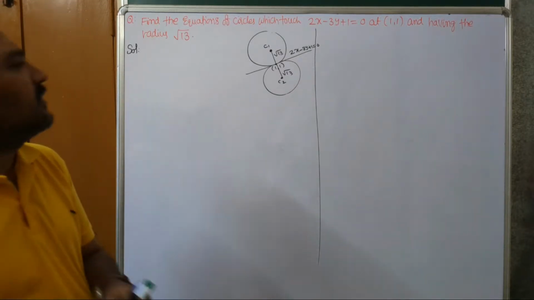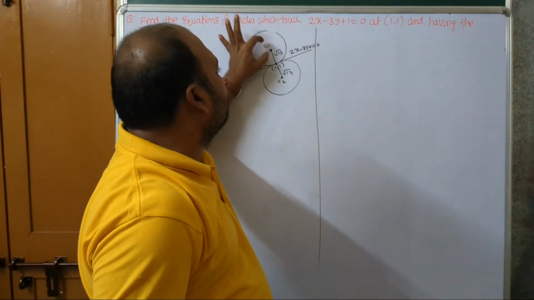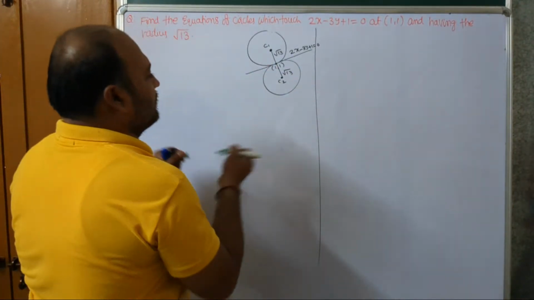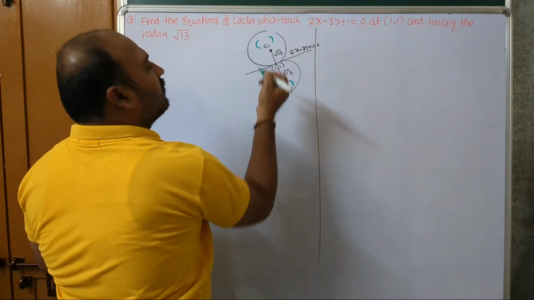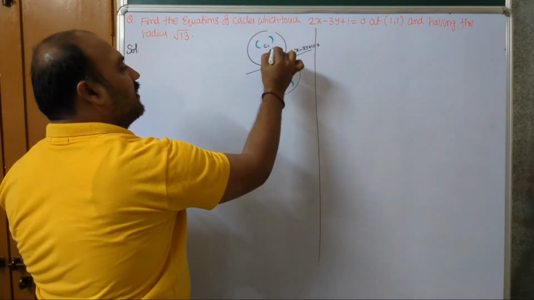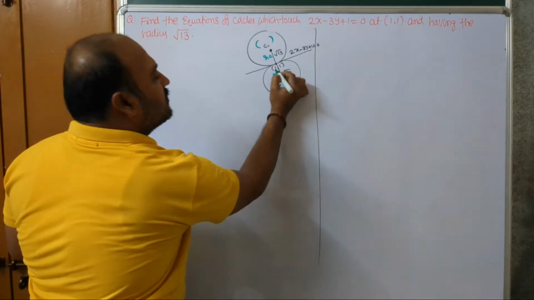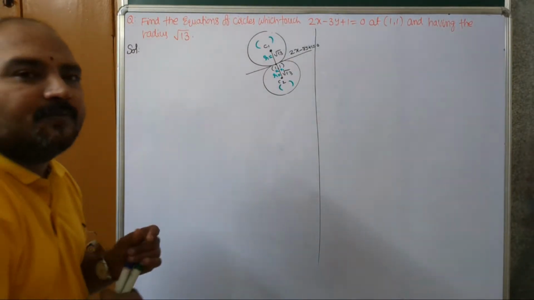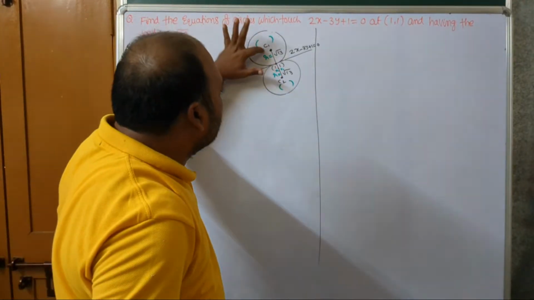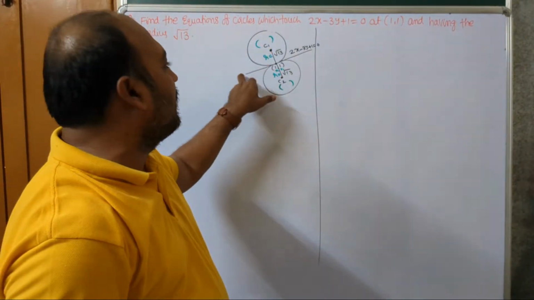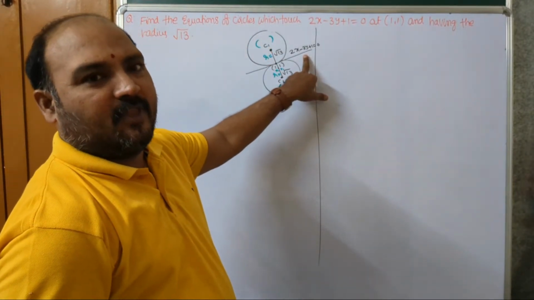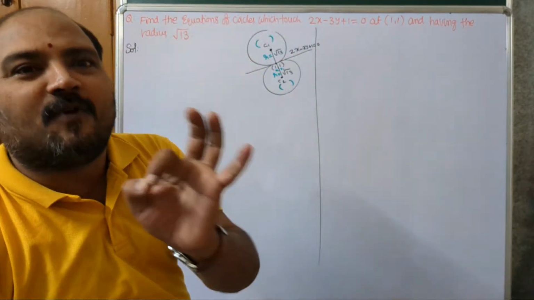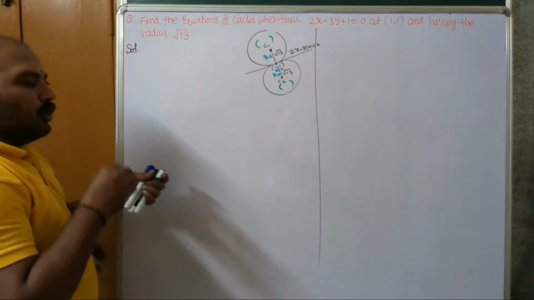So how do we get these centers? The radius is root 13, it is given. How do we get this center and this center? This is the point of contact, x1, y1. By observing, the line of centers C1, C2 is perpendicular to the tangent. Perpendicular means a line perpendicular to this line, that means you need to find the normal form of the straight line.